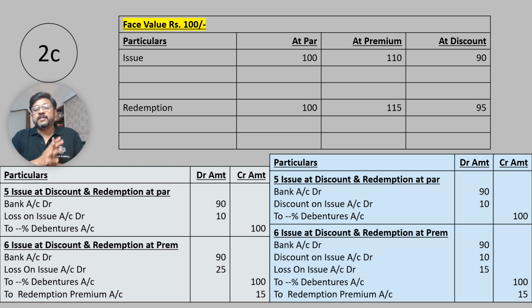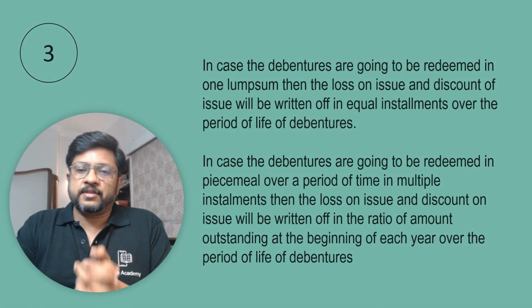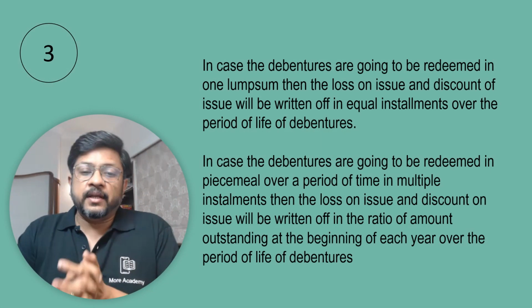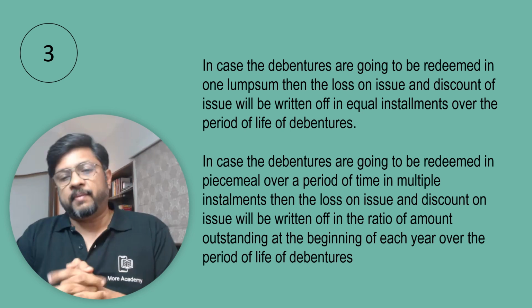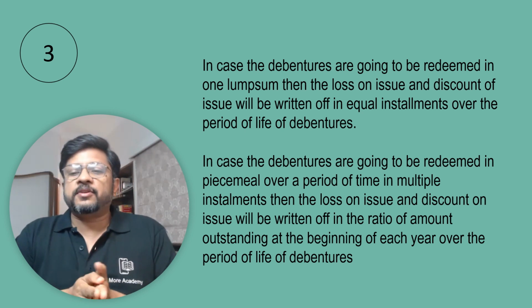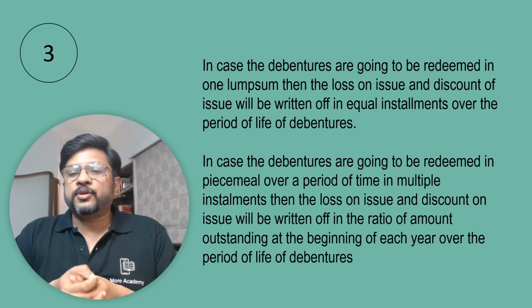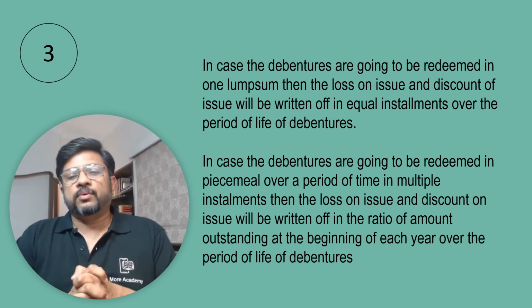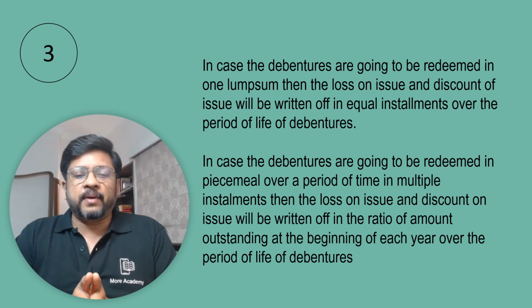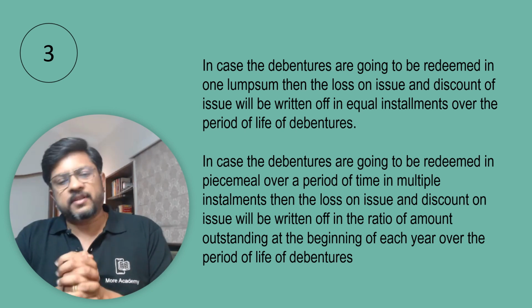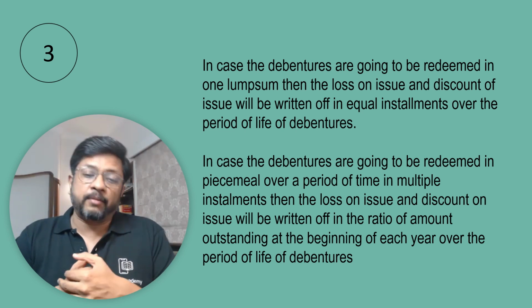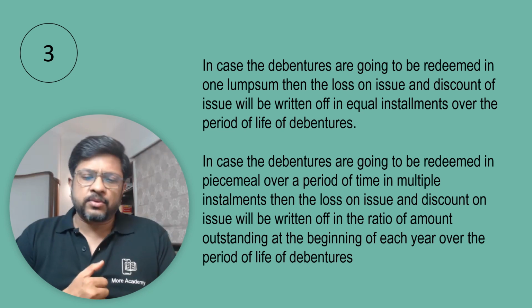We have completed the first type of questions. The first type of questions were the entry to be passed for issue of debentures. Now, in case the debentures are going to be redeemed in one lump sum, then the loss on issue and discount on issue will be written off in equal installments over the period of life of debentures. This is a very simple point. We are talking about the third type of problem. The second type of problems are ledger accounts. So it is just a simple thing.